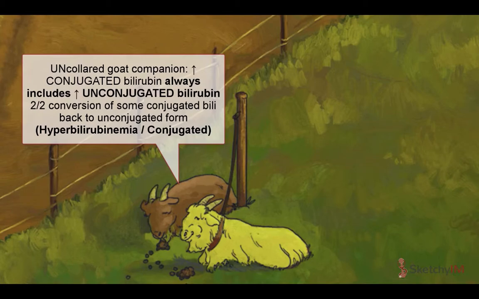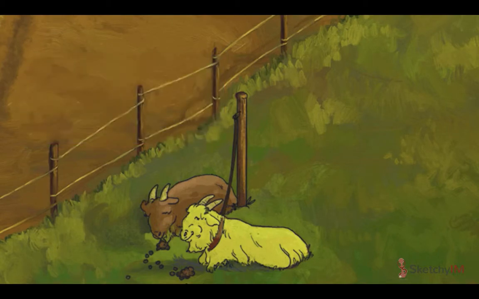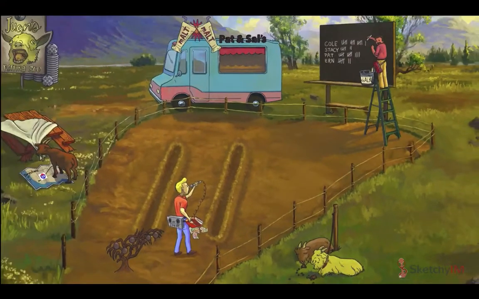In addition, intestinal bacteria also convert conjugated bilirubin back to the unconjugated form, which is then reabsorbed back into the bloodstream. So keep in mind that the term conjugated hyperbilirubinemia always refers to the elevation of both fractions. But going forward, we'll only show a collared goat to represent conjugated hyperbilirubinemia. Conjugated hyperbilirubinemia is a feature of both hepatocellular and cholestatic disease, which will be illustrated inside the liver pen and the adjacent grassy area, respectively.